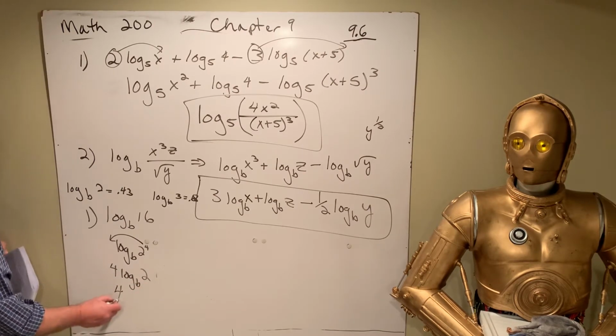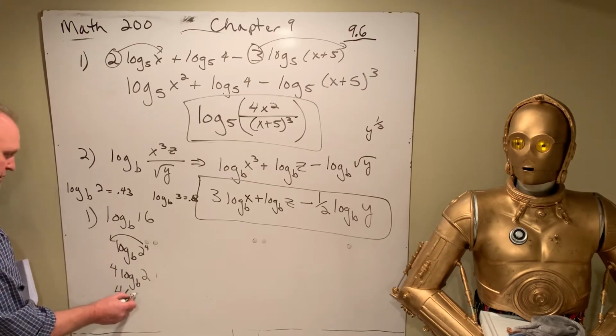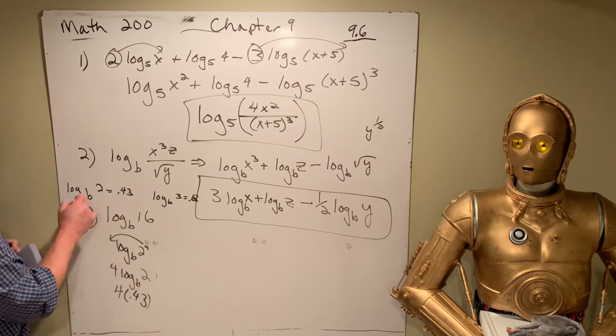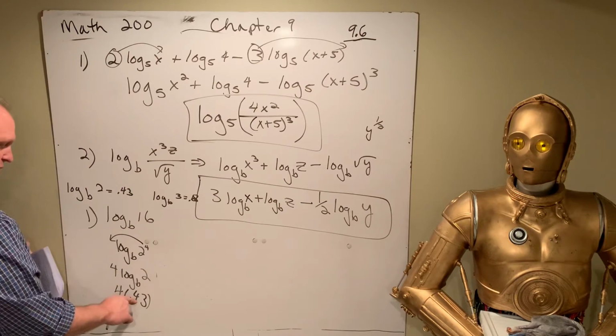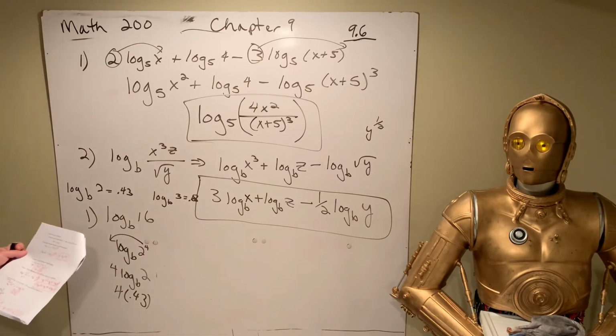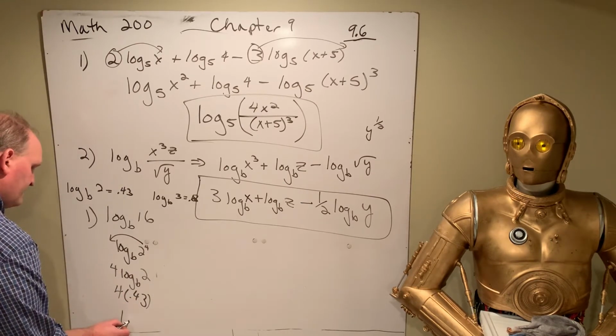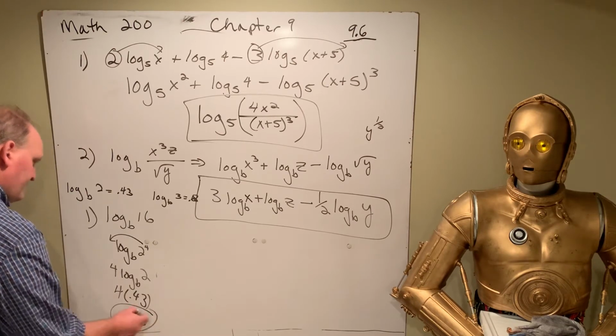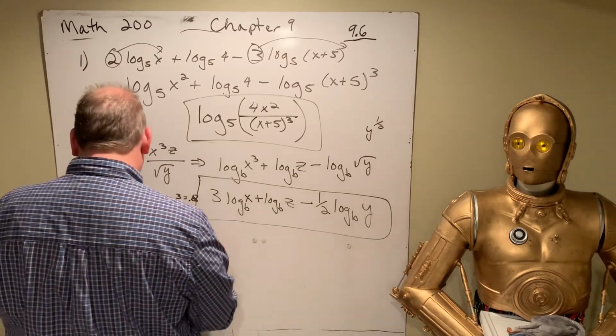And then that's just 4 times the 0.43, because that's what they said log base b of 2 is. So 4 times 0.43 is 1.72. And we're done. Let's look at number 2.